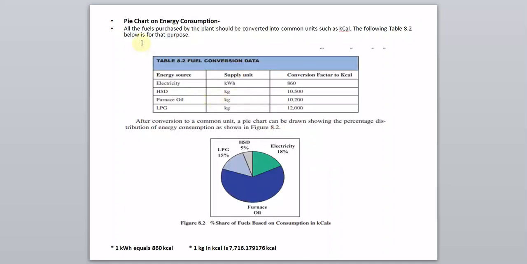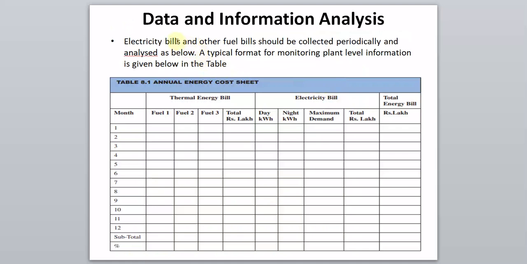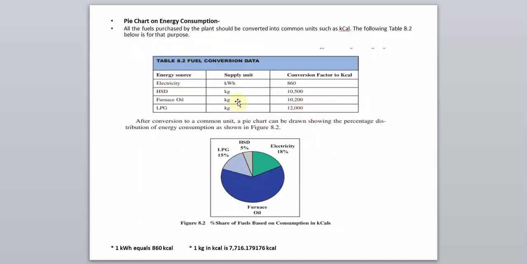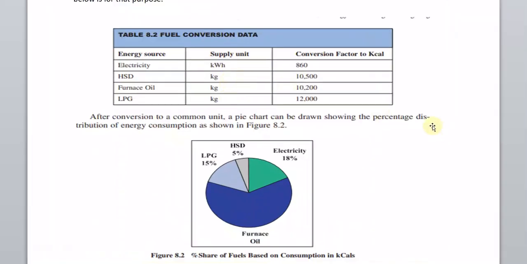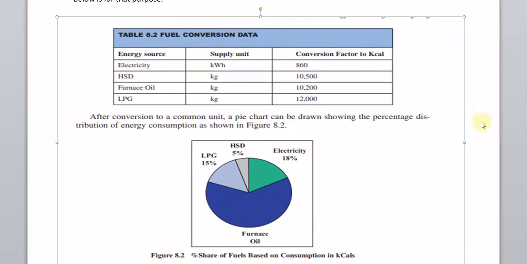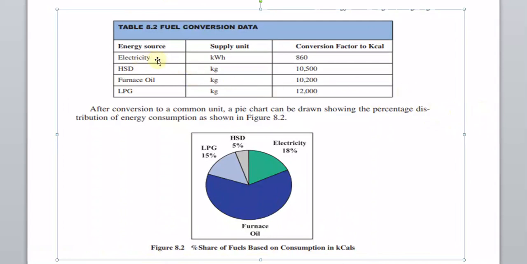So the next step is the pie chart and energy consumption. Now here you can see the electricity unit is kilowatt hour, we all know. We need to convert it into kilocalorie in order to perform the data analysis. These are already given here, I'll zoom in, you can see. Electricity 1 kilowatt hour equals 860 kilocalorie.